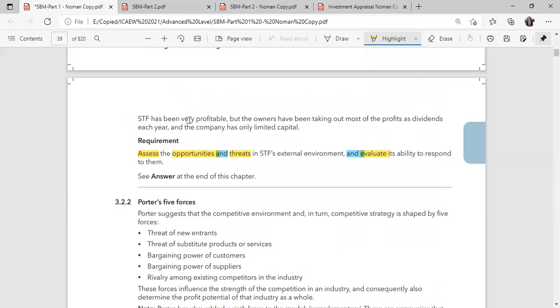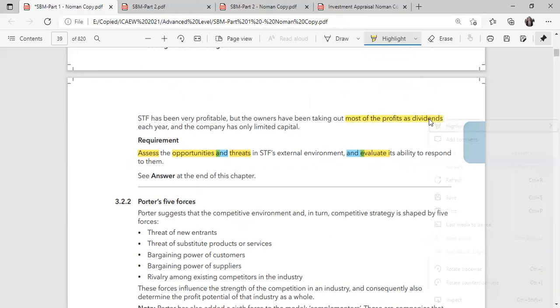And lastly, SCF has been very profitable. Obviously, you should be profitable. You are the only company at sea. It's a monopoly for you; no one else is allowed to operate there. But the owners have been taking out most of the profits as dividends. So this could be the problem.